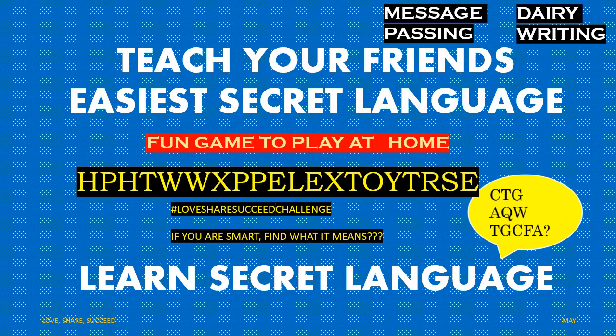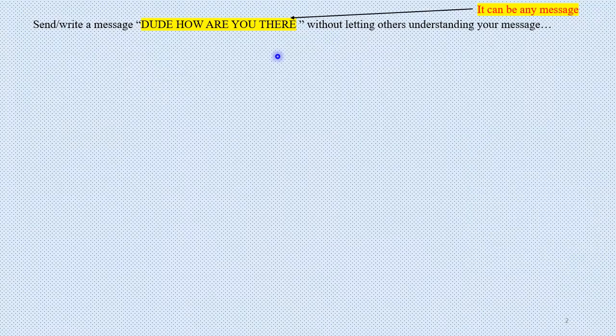So here we are going to learn a secret language, and this is just a basic example. You can make your own language. I will let you know how to do it. So here I'm going to take one example message: "Dude, how are you there?" It can be any message, need not be this one itself, but this is just an example.